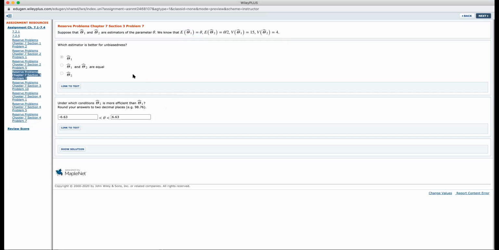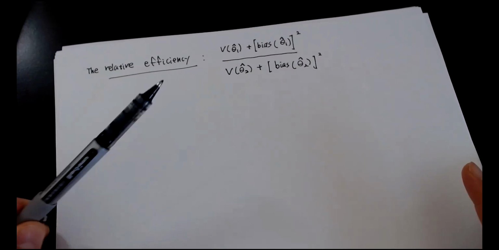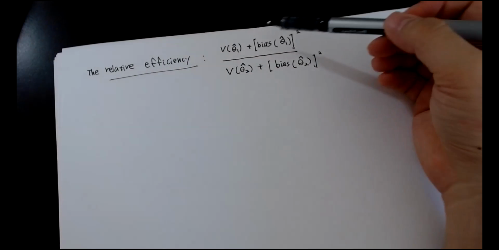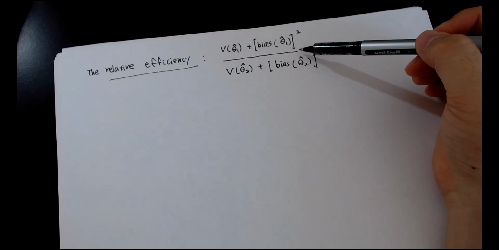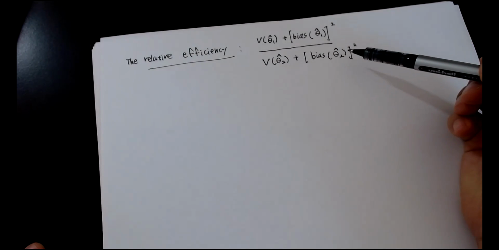So now we see our second question. To calculate efficiency, I didn't cover this one in the textbook lecture notes, but let's see. We use that formula. The relative efficiency is defined by the variance of theta 1 hat plus the bias of theta 1 hat squared, over the variance of theta 2 hat plus the bias of theta 2 hat squared.